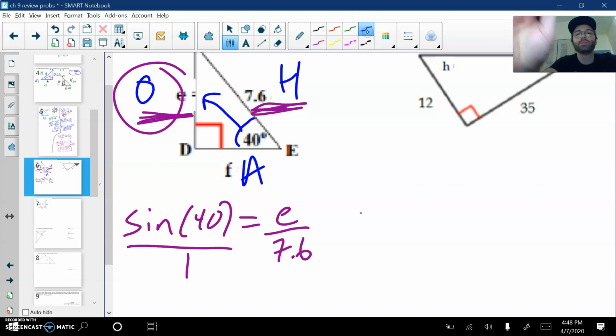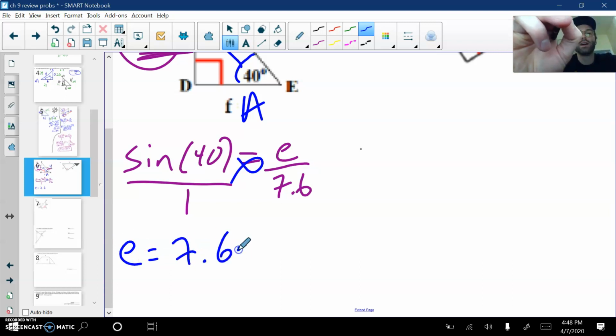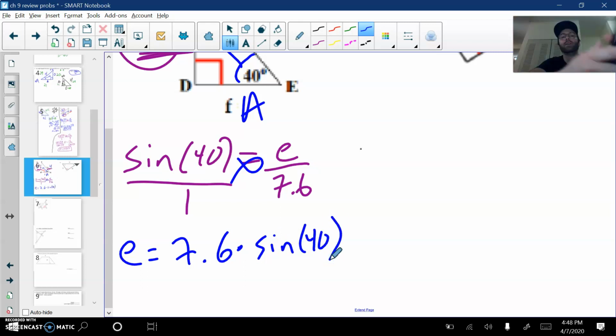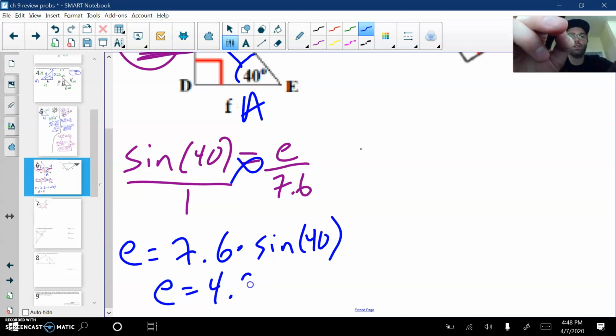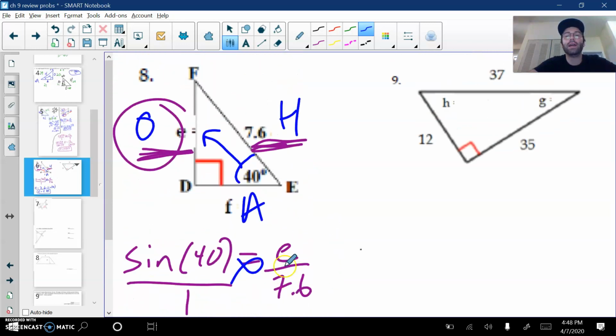Since my variable is in the numerator, all I'm going to have to do is multiply. E equals 7.6 times the sine of 40. 7.6 times the sine of 40 equals E, which is 4.89. It's 4.885, so I round that up. Now, just like number 7, I could go two ways. I could do the Pythagorean theorem.